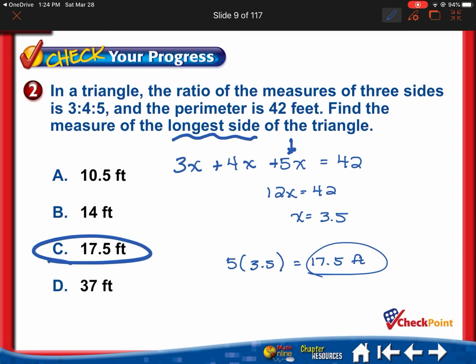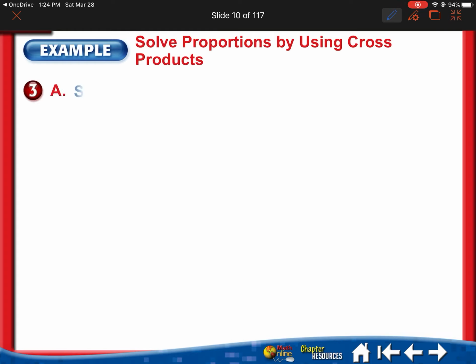And if you're unsure which one's the longest, you could take 3 times 3.5, 4 times 3.5, and then 5 times 3.5 and just see which number is the largest. All right, so moving on to example 3 now. It's asking us to solve this proportion by using cross products or cross multiplication.